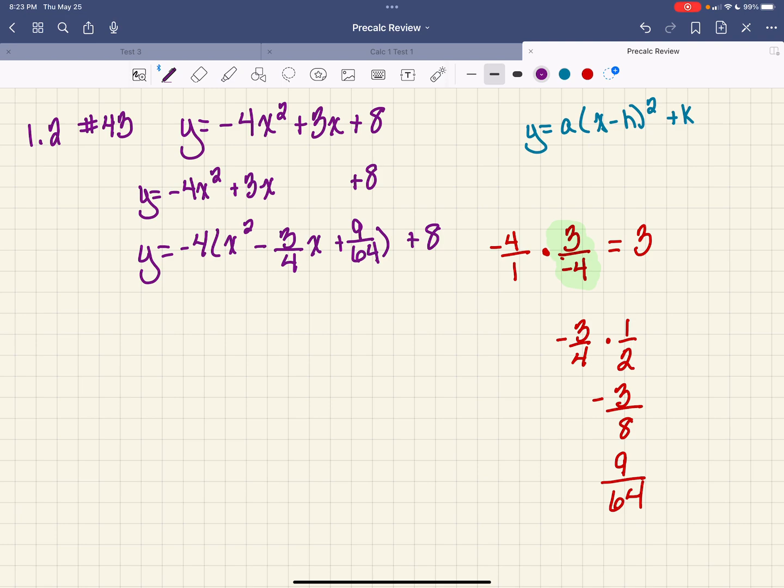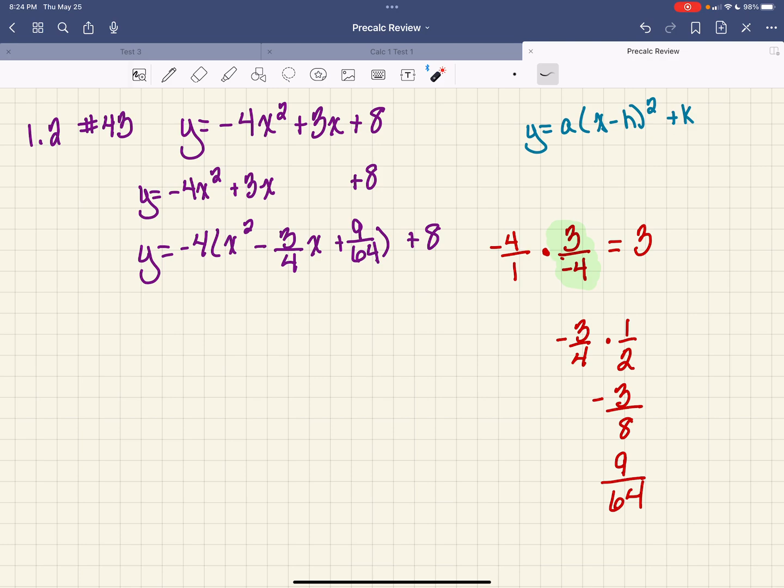Okay, now we have to keep our equation balanced. If I add 9/64 right here, I'm going to have to subtract something right here. Okay, I've got to keep it balanced. So if this is positive 9/64, I've got to do something right here to keep it balanced.